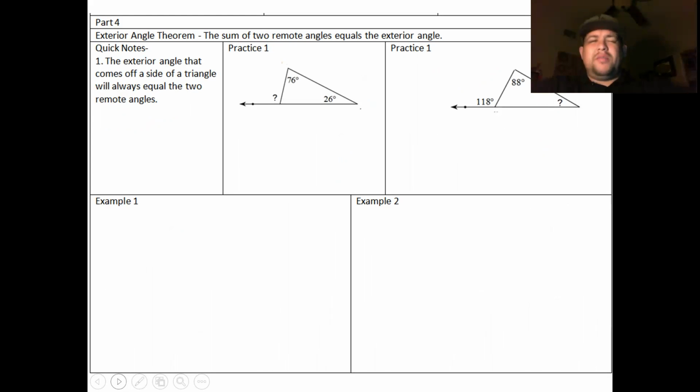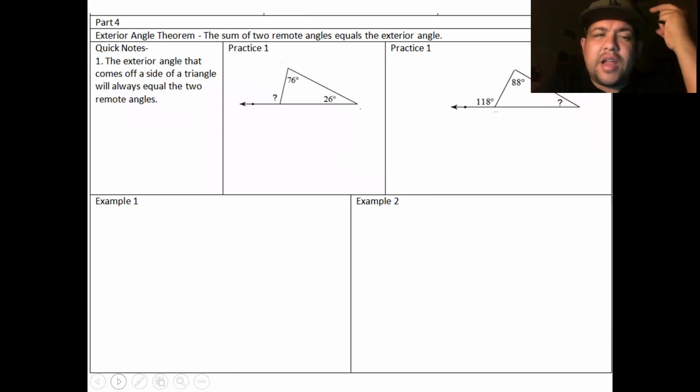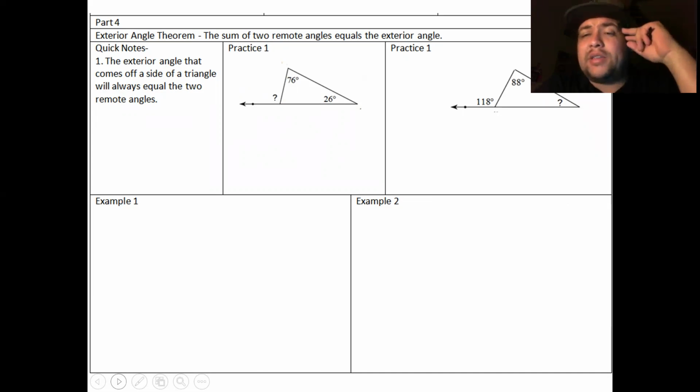My quick notes on them is just that you know you have an exterior angle when it comes off one of the sides of the triangle. We can equal it to the two remote angles, or the two angles that are furthest away from that exterior angle inside of a triangle. And that's what we want to get at for those. So please pause it, copy those down, hit playback again when you're ready. I'm going to go and get started on these.